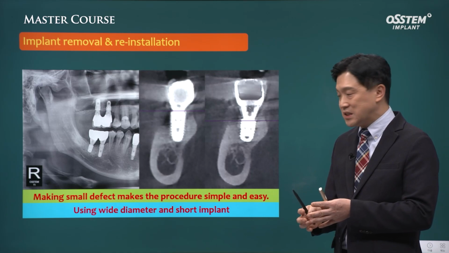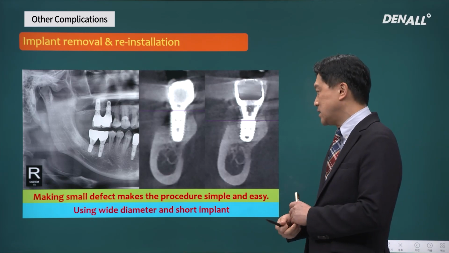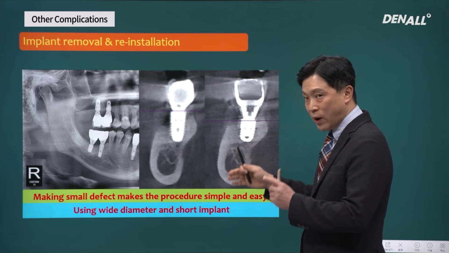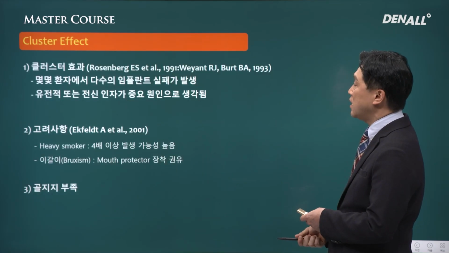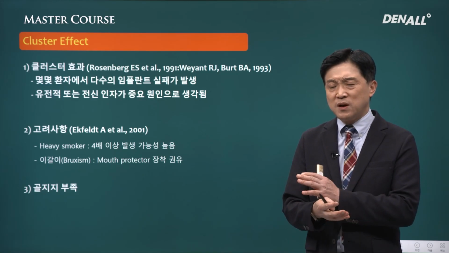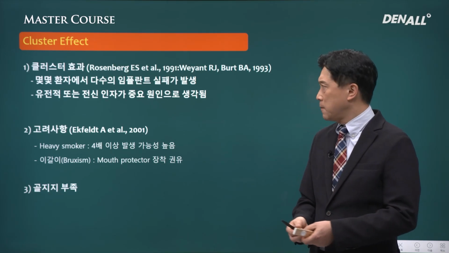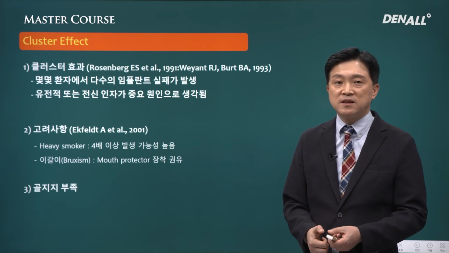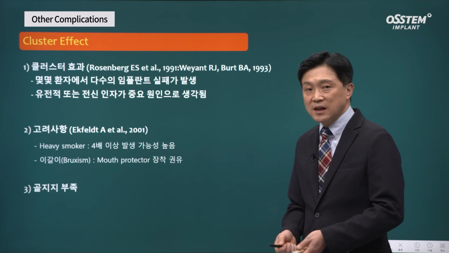When you do implant removal, making a small defect can simplify the entire process. A short and wide implant can be used for easy implant replacement. At times, it may be absolutely necessary to use trapline drills, such as when there is implant fracture. However, in other cases, if you use kits like the EFR kit, you'll be able to make a smaller defect after implant removal. This would make the subsequent procedure easier.